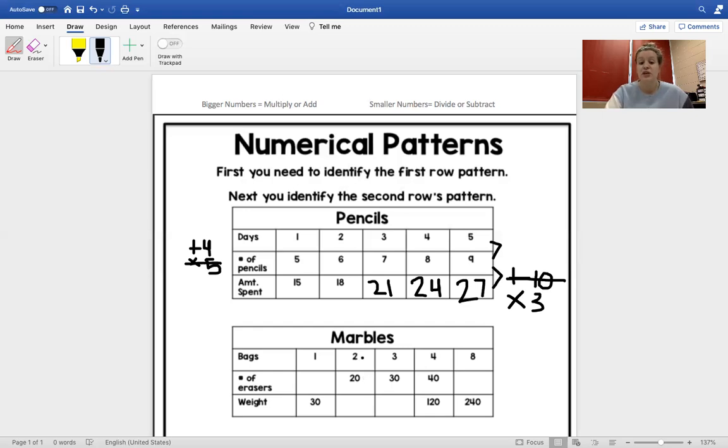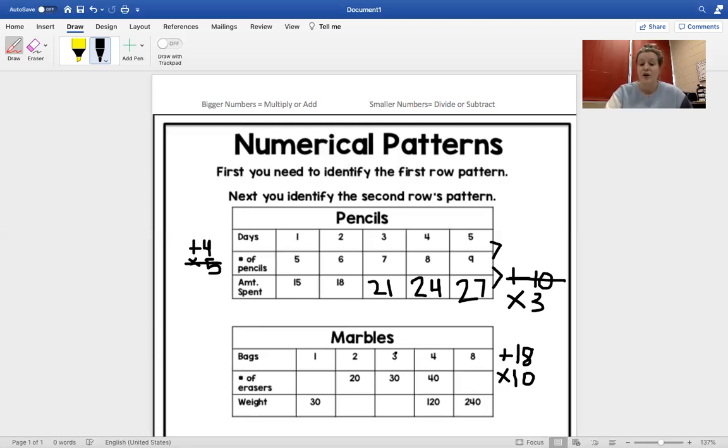So going from 2 to 20, is our number getting bigger or is our number getting smaller? It's getting bigger. So we're either going to add or multiply, just like in the first one. Okay, what would I add to get from 2 to 20? 18. So my rule could be plus 18. Or if I multiplied, 2 times what equals 20? 10. So my rule is either plus 18 or times 10.